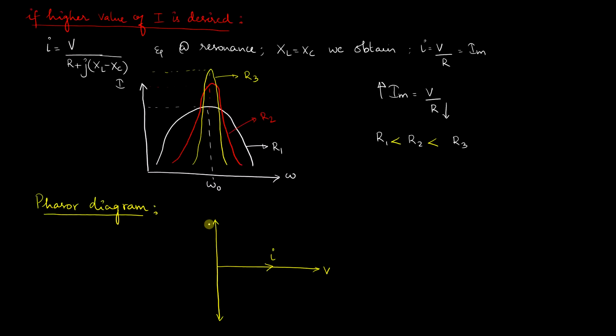whereas the voltage of the inductor VL will lead by 90 degrees, and the voltage across the capacitor will lag by 90 degrees. The current and the applied voltage will be in phase. So this is the phasor diagram that you obtain.